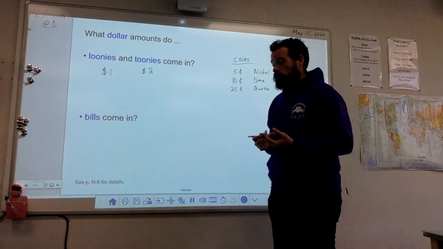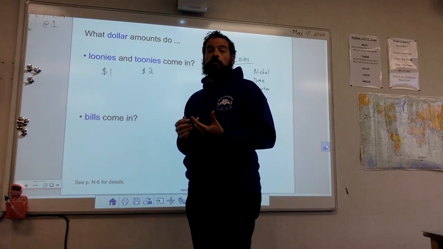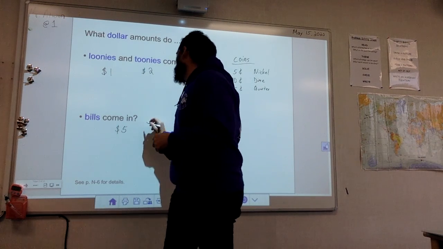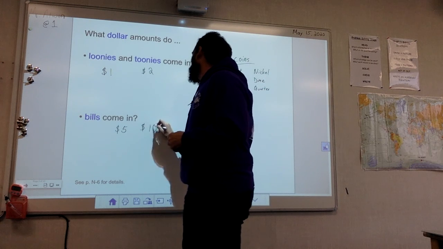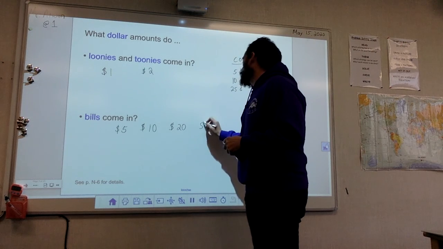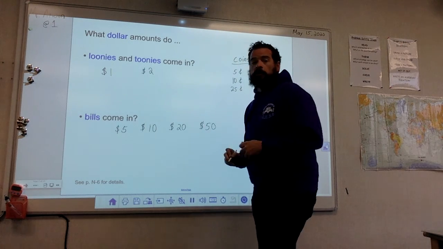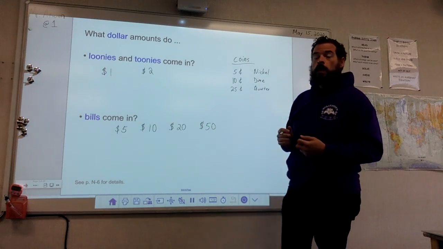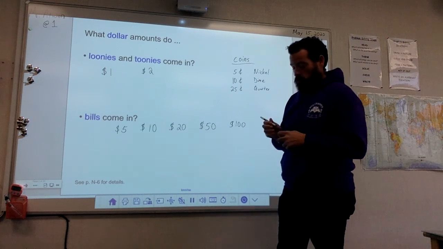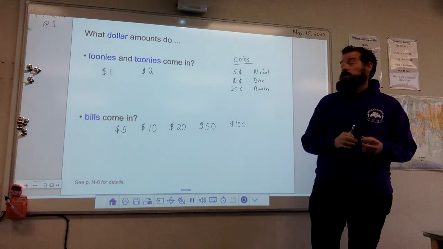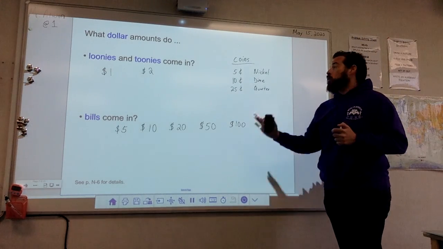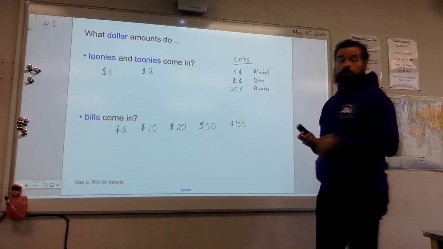Then when we talk about bills, the smallest bill, there's no longer a $1 or $2 bill. So the smallest bill we have is $5. Next would be $10. After that, $20 and $50 comes after that. And finally, the largest denomination that we have currently in circulation is the $100 bill. So you'll see some of these on your exercises that you'll be doing. So I just wanted to do a quick overview of the coins and bills that we have in Canada.